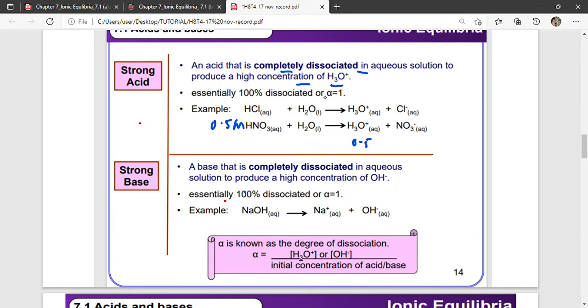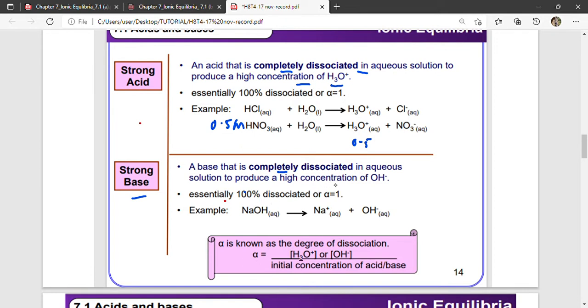Meanwhile, a strong base is a species that is completely dissociated to produce a high concentration of OH-. As with a strong acid, alpha is equal to 1, or 100% dissociated. An example of a strong base is sodium hydroxide.